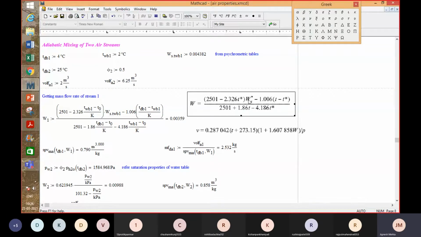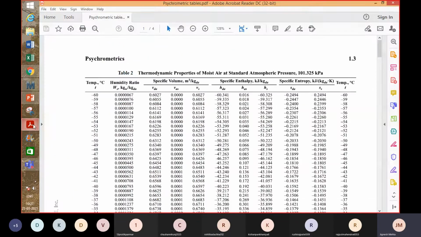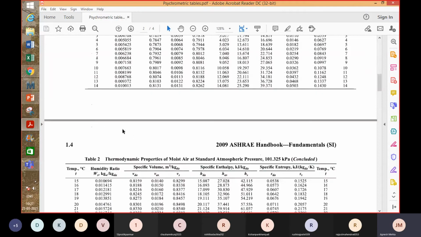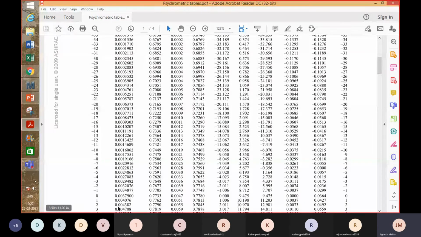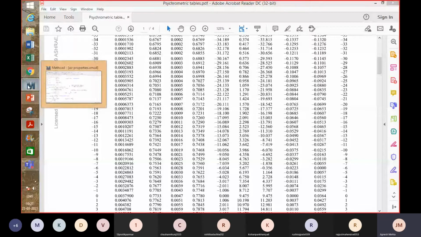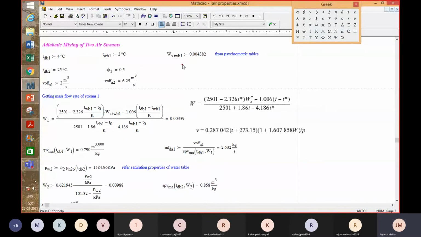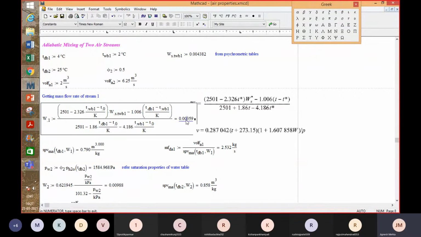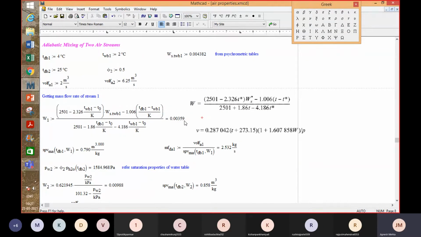So how much is WS star for state 1? Because the wet bulb temperature is 2 degrees Celsius, I can refer to the psychrometric table. For 2 degrees Celsius, you can see 0.004382, that is WS, humidity ratio at saturation. So 0.004382 is WS for the state 1, as it is written here. Using this formula, you can get the value of humidity ratio at state 1, and it is 0.00359. Okay, 3.59 grams of water per kg of dry air.